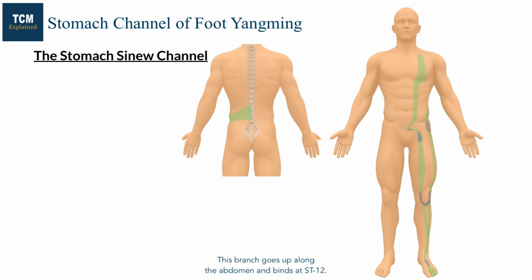This branch goes up along the abdomen and binds at ST12. It continues to go up to the neck, jaw, and mouth, binds below the nose, and joins the bladder sinew channel to form a lower muscular net around the eye. There is a branch that separates at the jaw and binds in front of the ear.